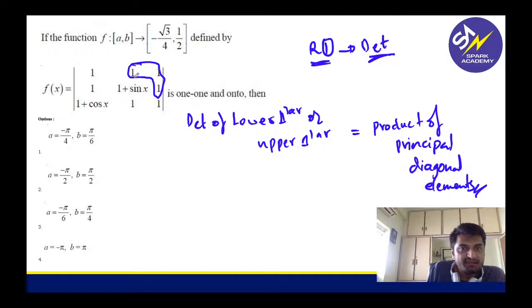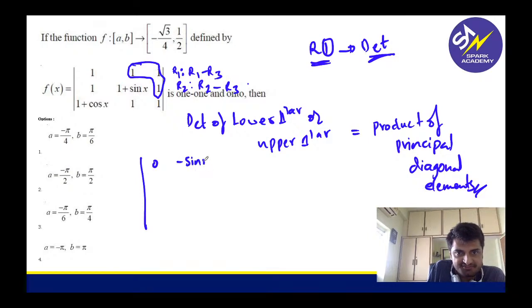Alright, so how do I make this 0? What I will do is perform some row operations. Row 1 becomes row 1 minus row 3. Row 2 becomes row 2 minus row 3. That's it. If you do that, you will get a simple thing. So this is 1 minus 1, 0. This is 1 minus minus sin x, which is minus sin x. What about this? 1 minus 1 is 0 again. The second row will remain the same. 1 plus sin x, 1.